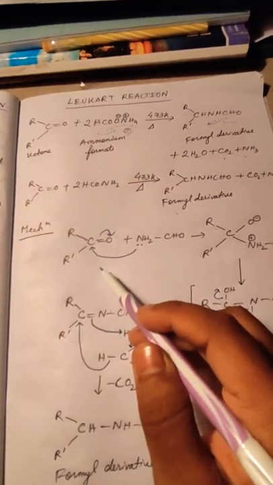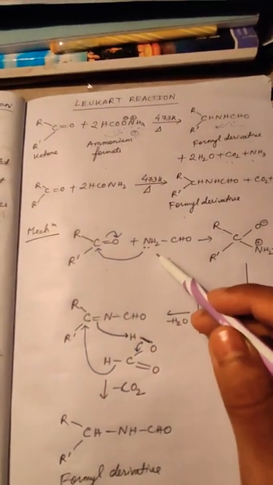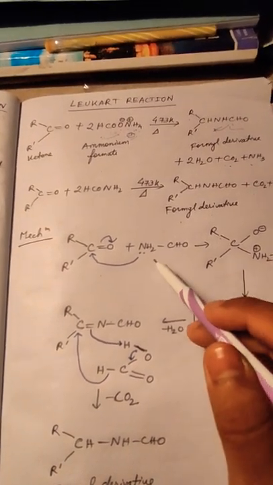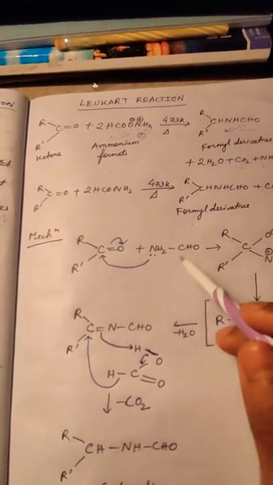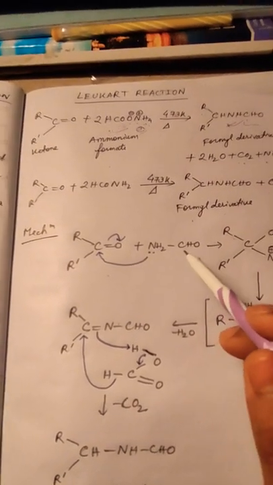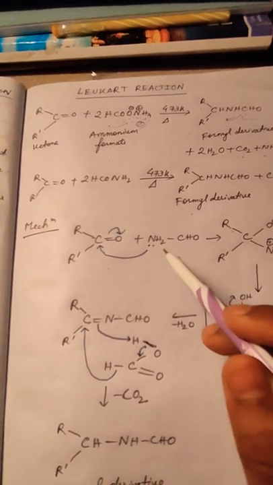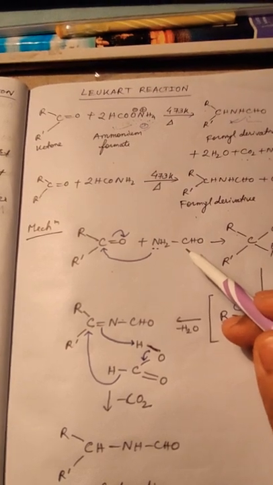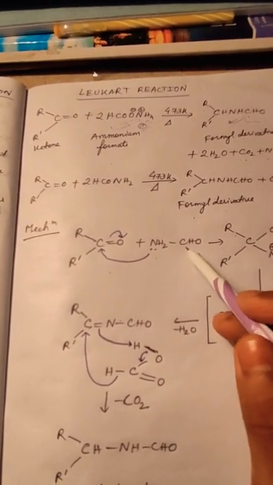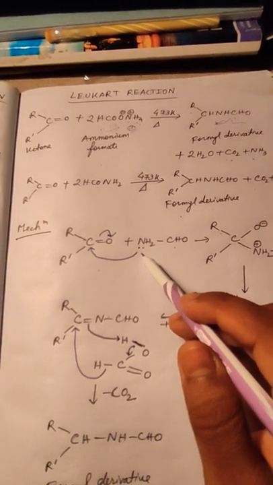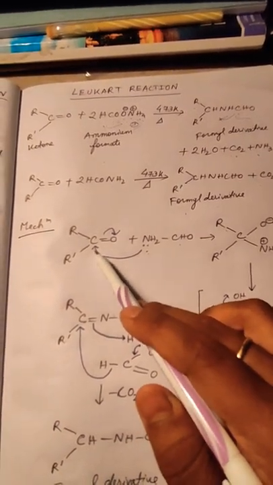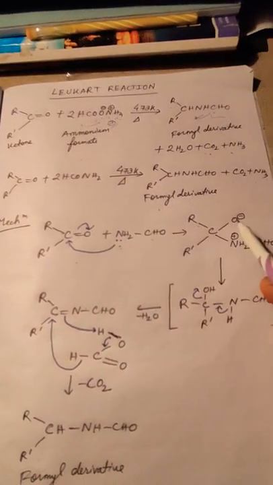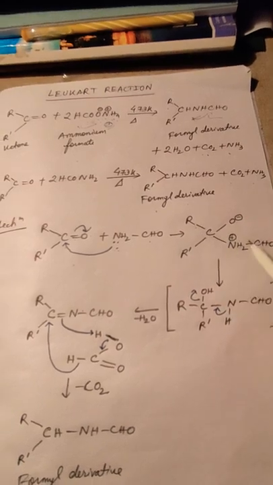With this ketone group and this formamide group, or benzamide group. When CONH2 is attached to a benzene ring, it is called benzamide, and in the simple case it is called formamide. NH2CHO, so this lone pair will attack the carbon and this double bond will jump over to the oxygen as a negative charge. So this is the structure.